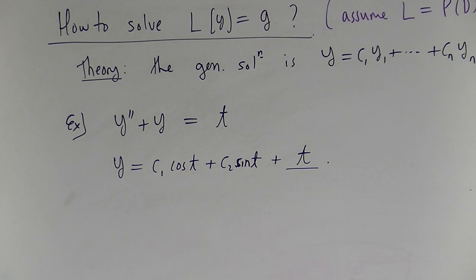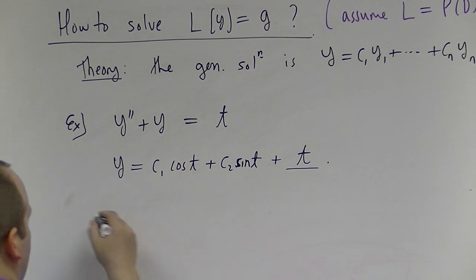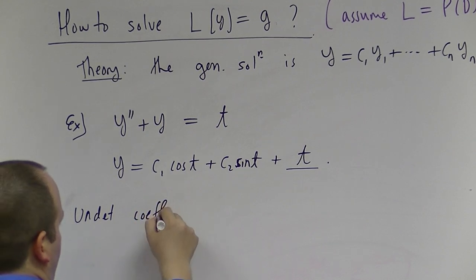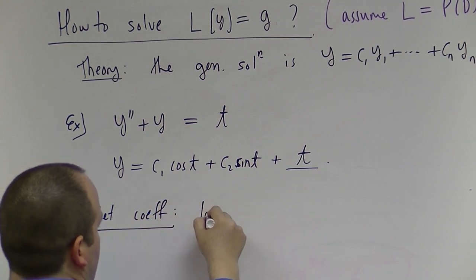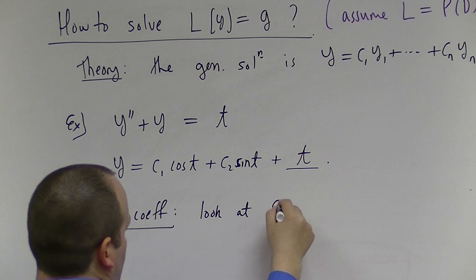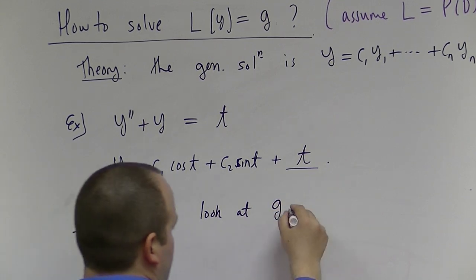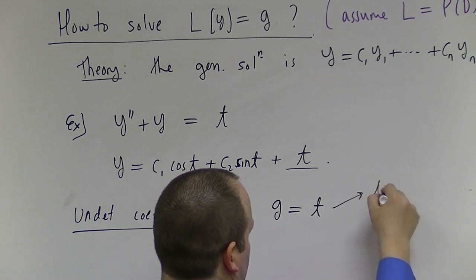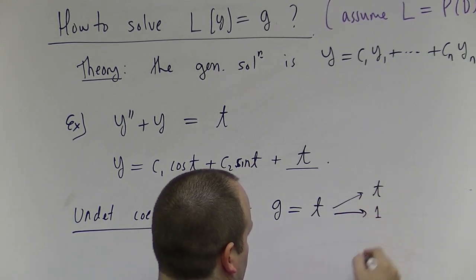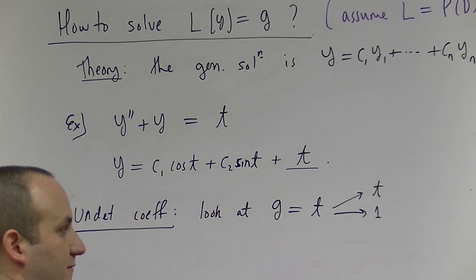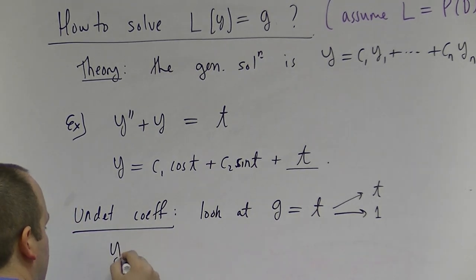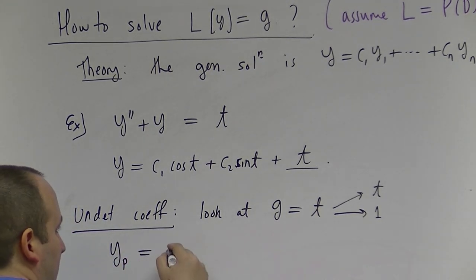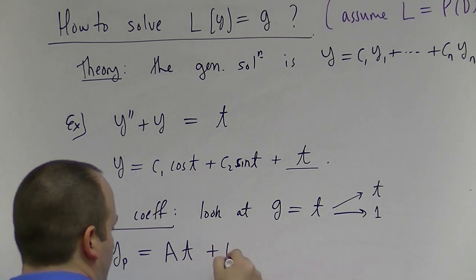Well, here's the general approach. Undetermined coefficients says you look at g, in this case g equals t. If you think about that, you've got a t ready to differentiate, and you get a 1. If you look at it and its derivatives, that's all you have. So you make this ansatz, this guess, that y_p is equal to at + b.